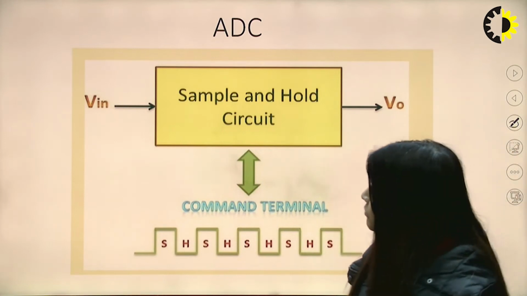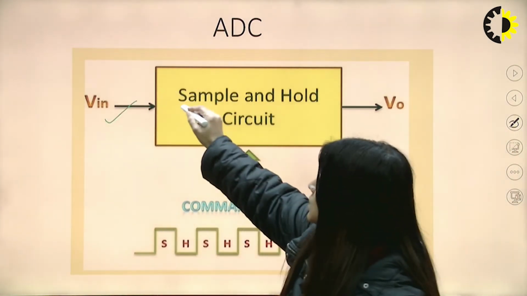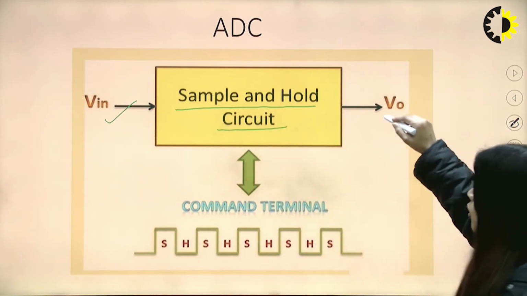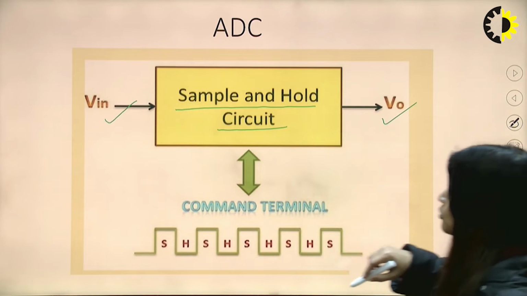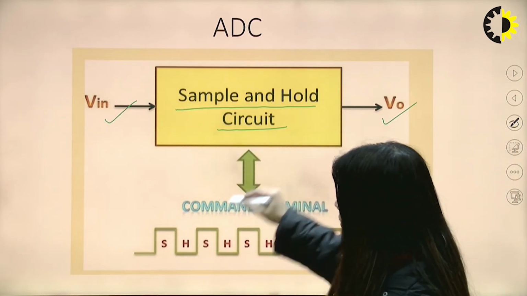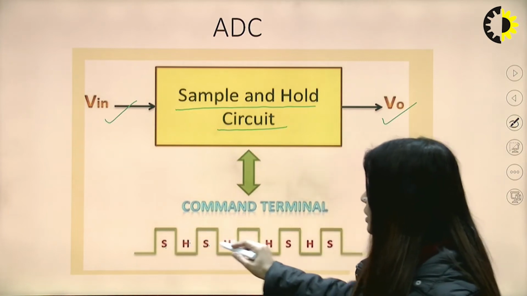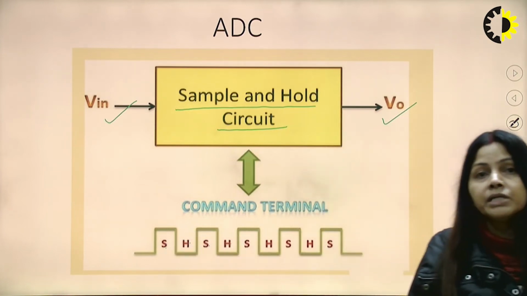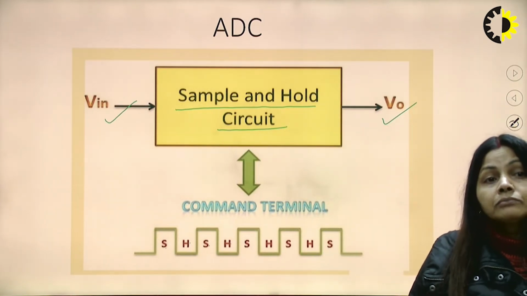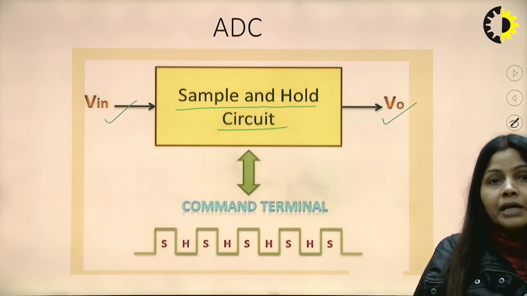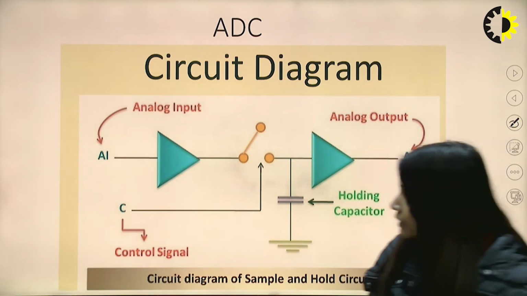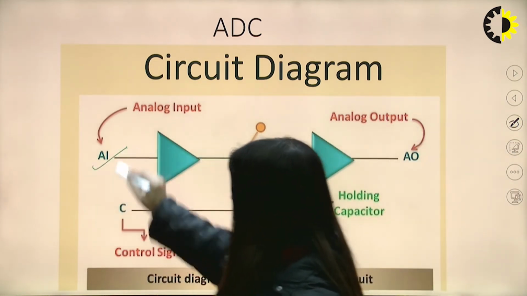So here the Vin value is given to the sample and hold circuit, the block diagram is shown, and the output we will get is in digital form. The command will be given to this sample and hold circuit like this: sample, hold, sample, hold. So there are basically two main processes in ADC conversion, that is sample and hold, sample and hold, like that. Now the circuit diagram: suppose we are giving the analog input AI in this way.